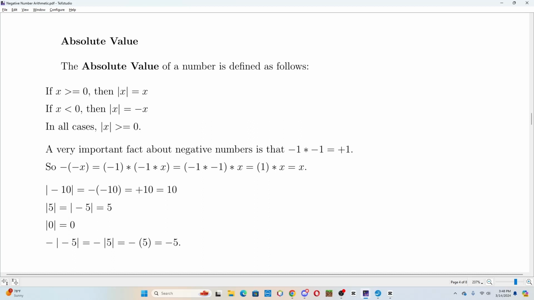Other examples. The absolute value of 5 equals the absolute value of minus 5, both of which are equal to 5. The absolute value of 0 is 0. And the negative absolute value of a non-zero number is less than 0, regardless of whether the number is positive or negative. So the negative of the absolute value of minus 5 equals the negative of the absolute value of 5, and that equals minus 5.